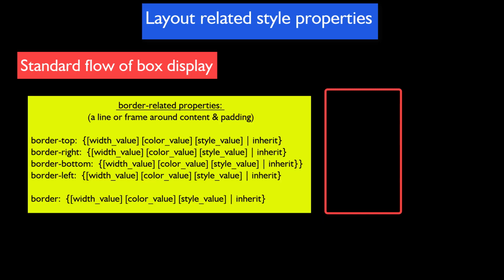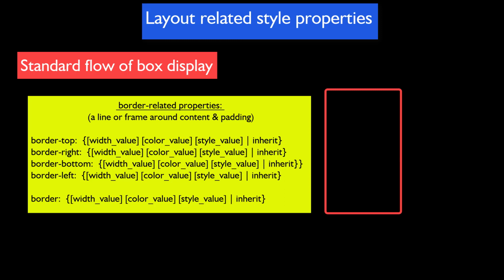There is a shorthand to specify width, style, and color for each side of a border. Border top, border right, border bottom, and border left. And you can include a width value, a color value, and a style value, or inherit, for each one of these. Or you can take the ultimate shorthand, just say border, and you specify a width, a color, a style in any order.